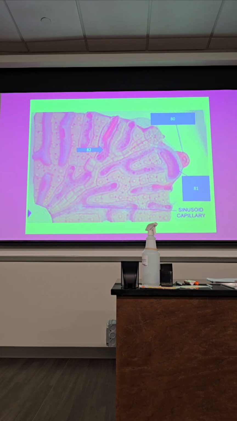What about the whole of number 80? 80 and 81 are the same thing. Do you mean the whole thing? Then the portal triad. I can't ask you individually. Okay, what is this right here? Hepatocyte.